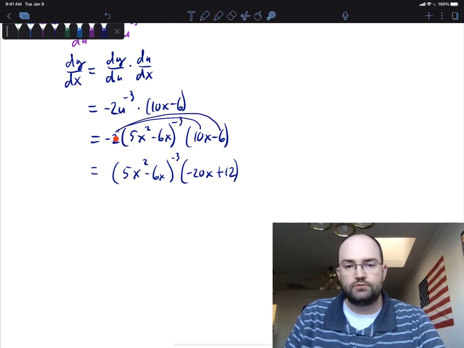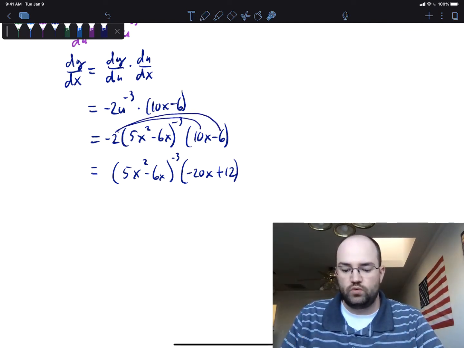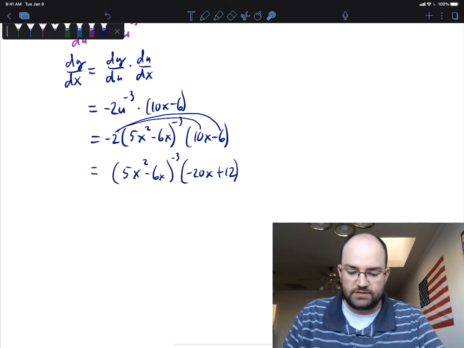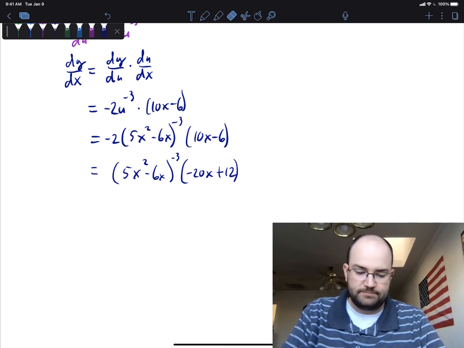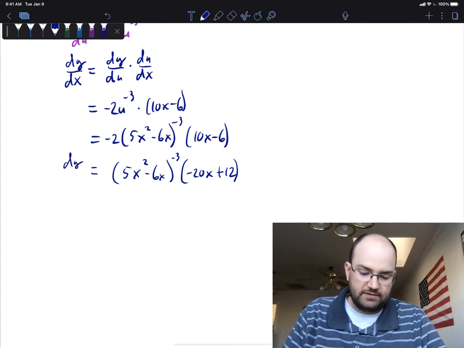Now this negative 2 will only distribute into a single parentheses once, and you can't do it to this one because the exponent isn't 1. That's the reason I would only distribute the negative 2 into this right here. Awesome. And that's the derivative.